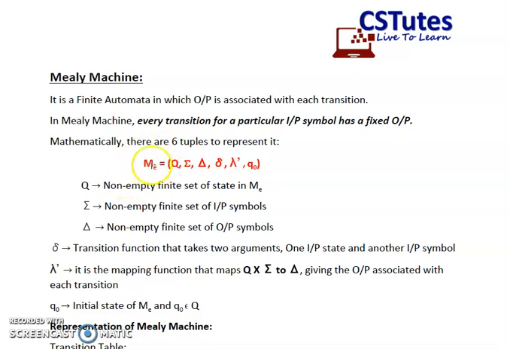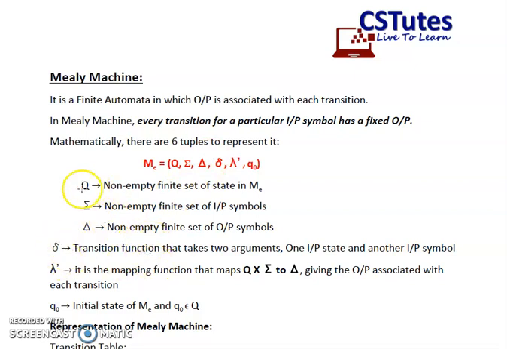So Mealy machine is denoted by ME and the first tuple of our Mealy machine is capital Q. Capital Q is a non-empty finite set of states in the Mealy machine ME. Summation is a non-empty finite set of input symbols. Delta is the non-empty finite set of output symbols. Then small delta, now this is capital delta and this is our small delta. So small delta is a transition function.